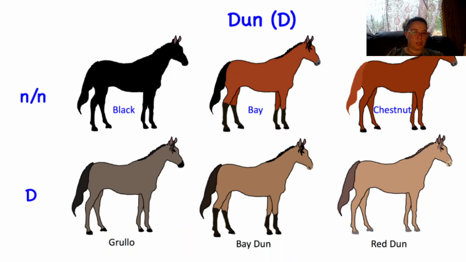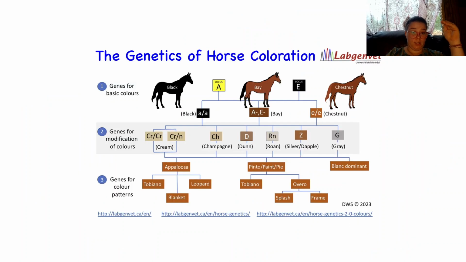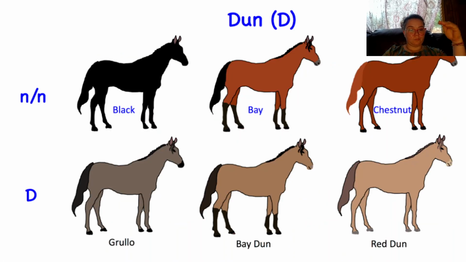This is just an example of how the dun gene works on those locus genes, that top row of black, bay, and chestnut. We're looking specifically at the dun gene, this color modification gene. If you do not have a dun modification, and assuming you have no other color or pattern modifications, you're just going to be black, bay, or chestnut. Which is simple, pretty, great.